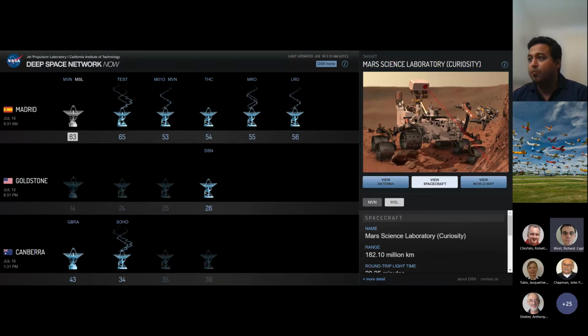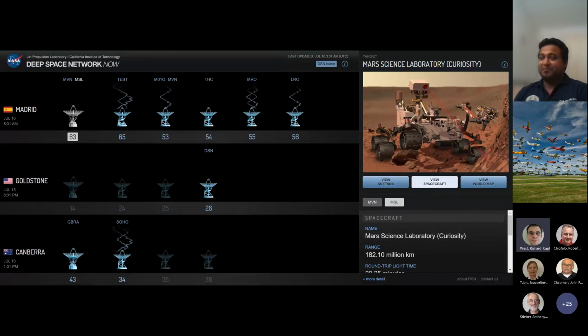Yep, Curiosity is calling home too. And surprisingly, Curiosity is still active, doing a lot of work. Doesn't surprise me at all, considering Pathfinder, Spirit and Opportunity lasted forever.